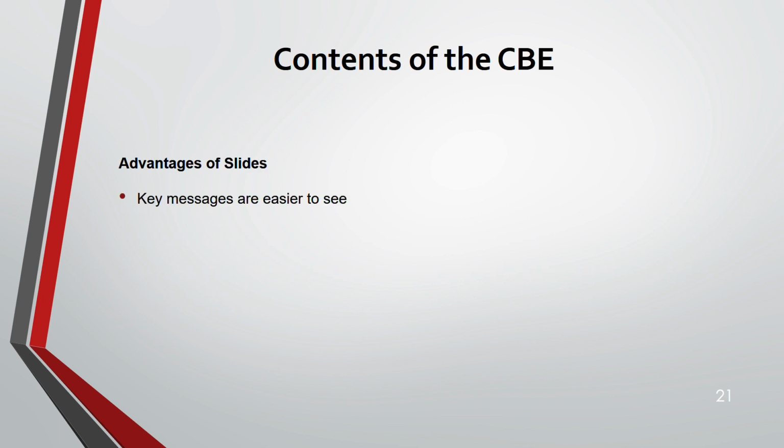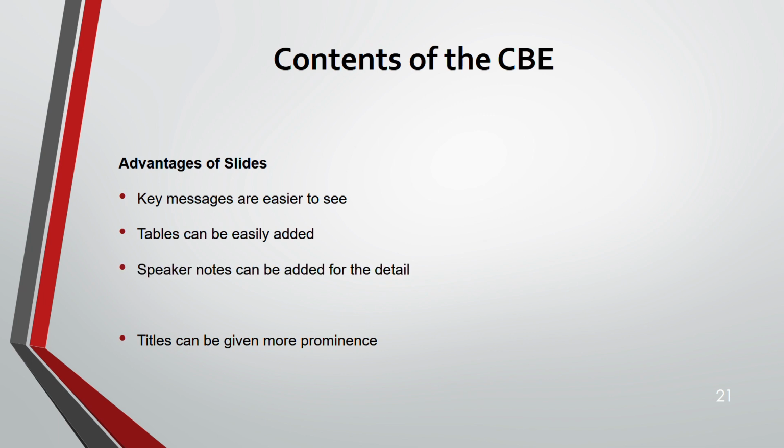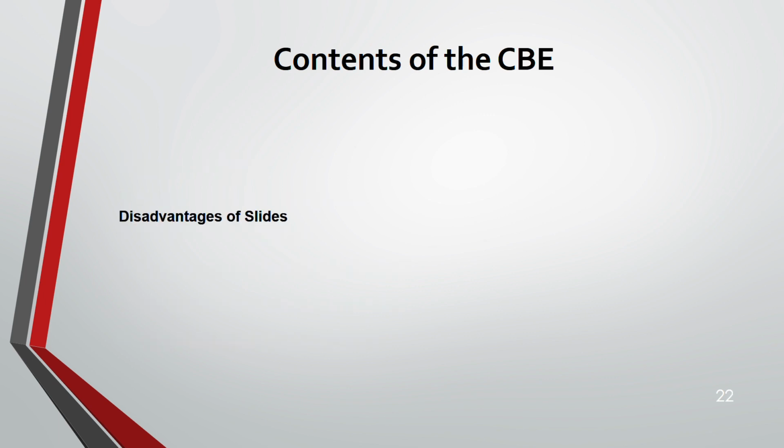Advantages: you cannot use slides to write something detailed. That is for the word processor. For slides you only write very short points, like bullet points of 2 or 3 words, because it is visually more appealing. Tables you can easily add. You should pay more importance to the titles you give in slides, because based on your title only they know what is there. Speaker notes you can add for detail.